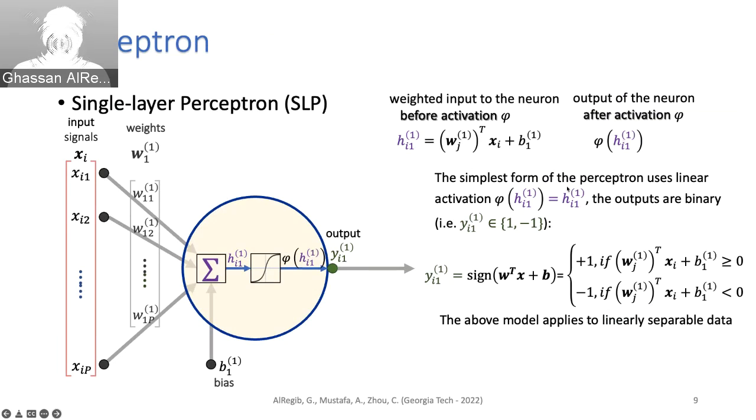Now, the simplest perceptron, meaning it can be even simpler for SLP, is using a sign activation, right? And that means the output will be binary, either 1 or negative 1. It's not between negative 1 and 1. It depends on the value of this h_i1 here. If it's positive or 0, meaning it's not negative, then the output will be plus 1. If it's negative, the output will be negative 1. Right? And that's basically what the sign is about.